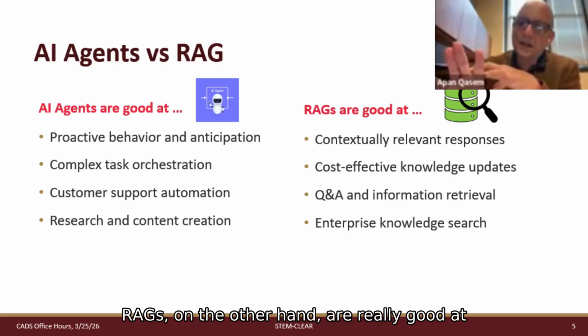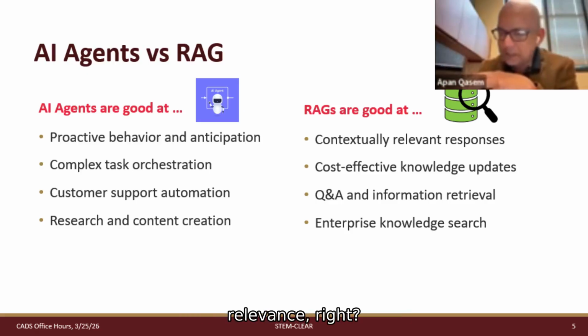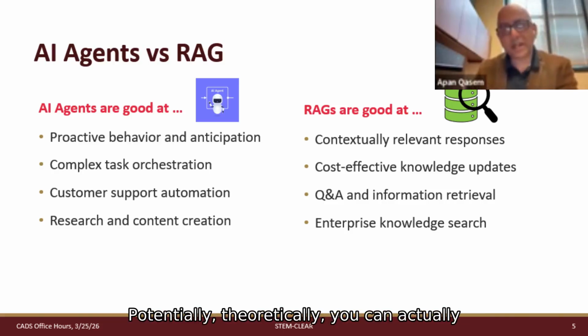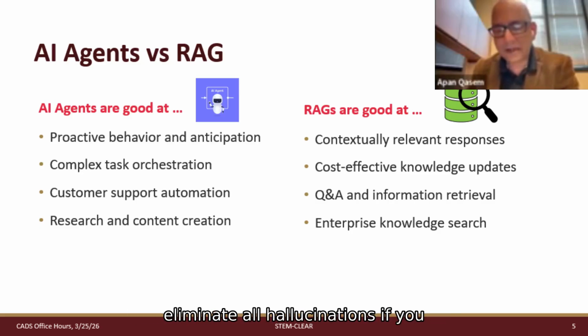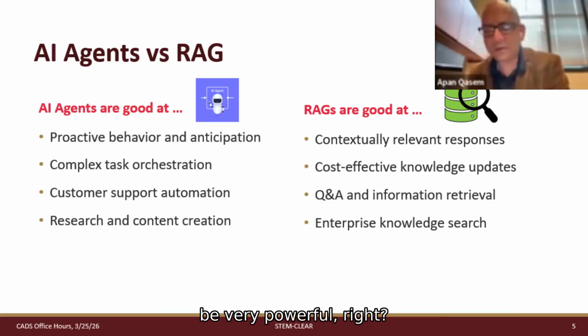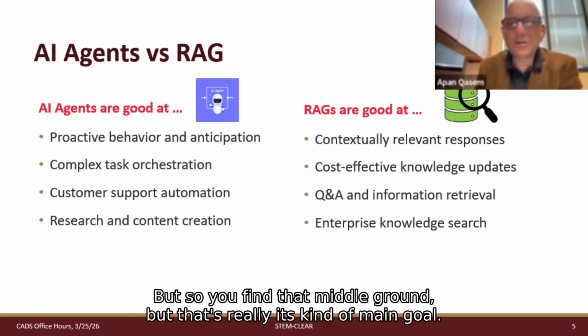RAGs, on the other hand, are really good at providing this contextualized relevance, right? And so it's really good at reducing hallucinations. Theoretically, you can actually eliminate all hallucinations if you have a RAG, but then your RAG is probably not going to be very powerful, right? It's just going to look at your RAG database. So you find that middle ground, but that's really its main goal.